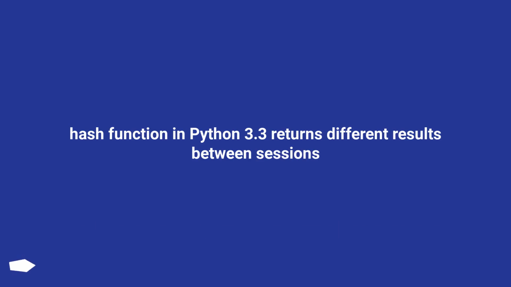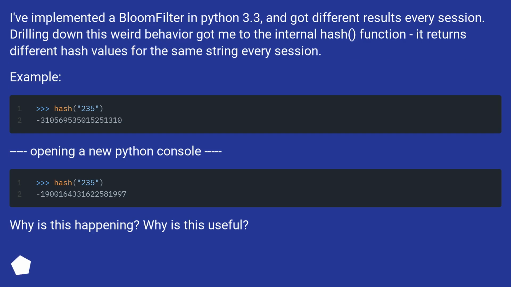Hash function in Python 3.3 returns different results between sessions. I've implemented a bloom filter in Python 3.3 and got different results every session. Drilling down this weird behavior got me to the internal hash function. It returns different hash values for the same string every session.